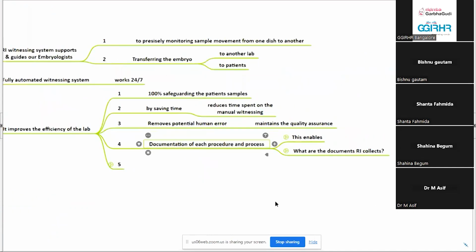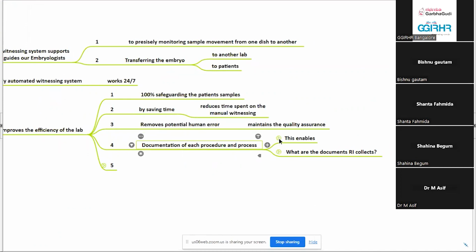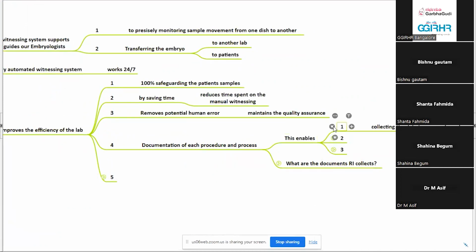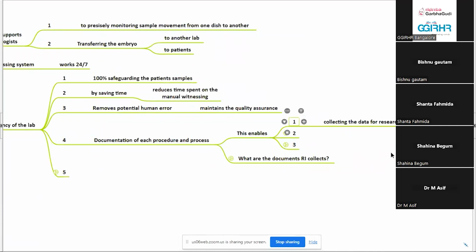And this precise documentation enables three things. I've listed them step by step. One, collecting data for research work. The documentation will allow further research. For example, if you have got common failures or common good outcomes for patients, for example, you have used one new drug and the outcome is good for a particular number of patients, you can collect that and publish it.